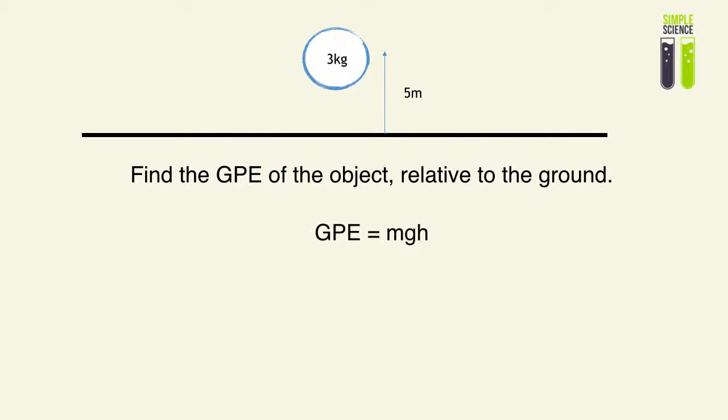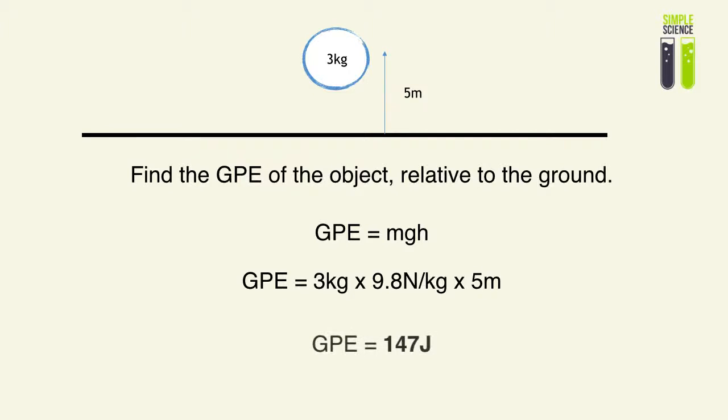So h is the distance from the ground. As we said, it's 5 meters, indicated in the diagram. And the gravitational potential energy of this object, therefore, relative to the ground, is equal to 3 kilograms multiplied by g, which is 9.8, multiplied by 5 meters. And this gravitational potential energy is equal to 147 joules.